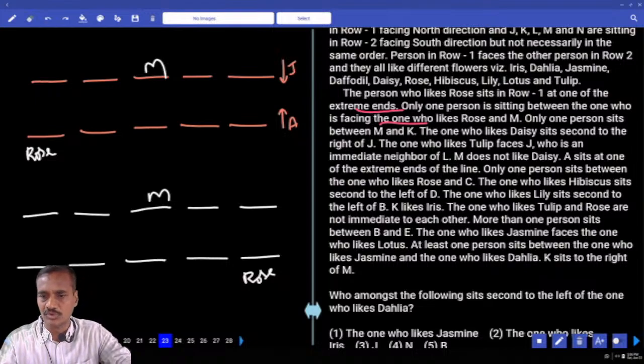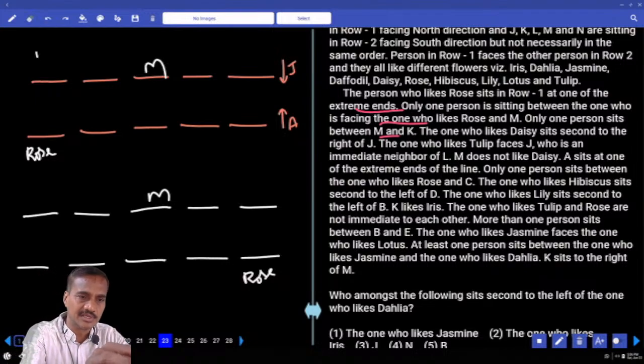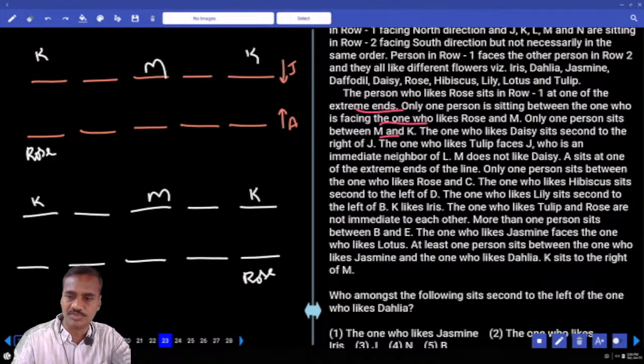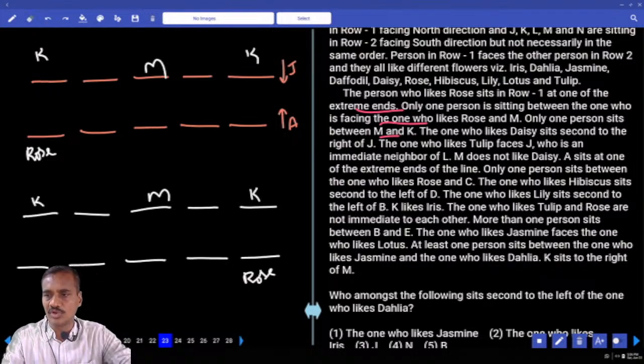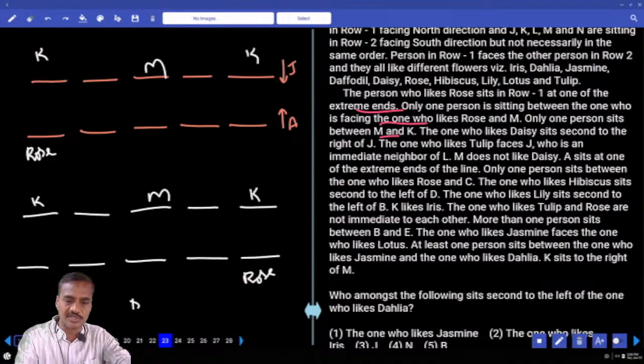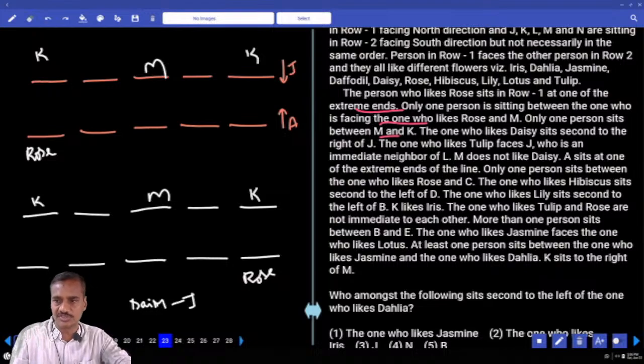Next, only one person between M and K. K can be either here or here, and in the other case also K can be here or here. Two possibilities. And the one who likes dice sits second to the right of J. Dice is here, second to the right of J, and J is here. And the one who likes tulip faces J. Tulip faces whom? Tulip faces J. Clear? Tulip is opposite J, and dice is second right of J.